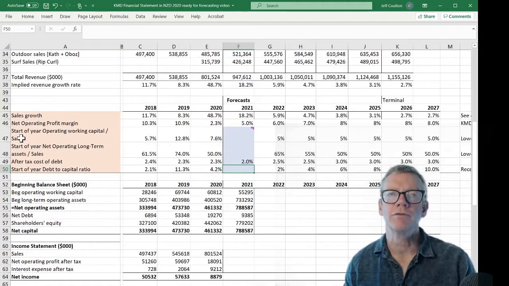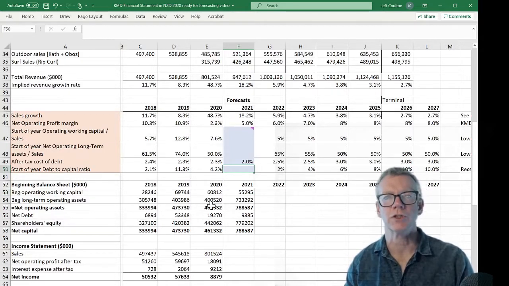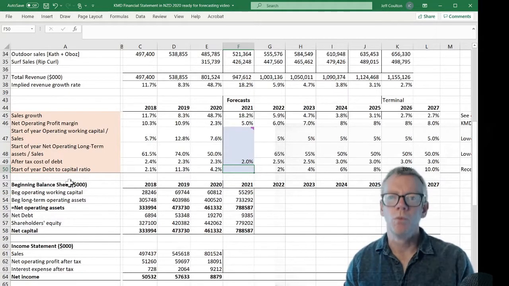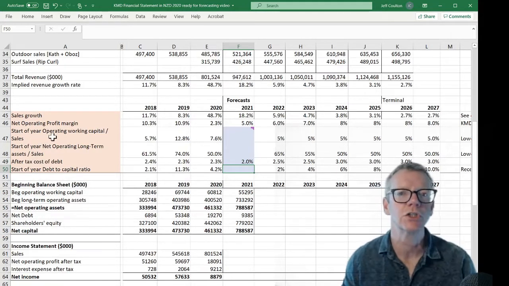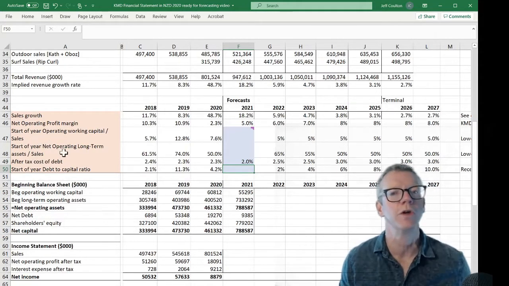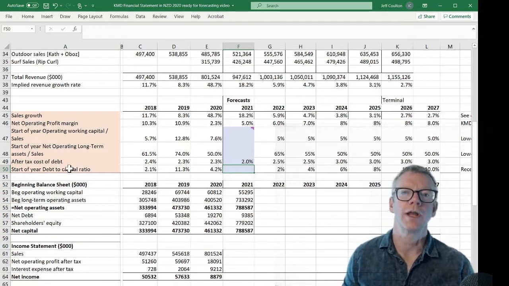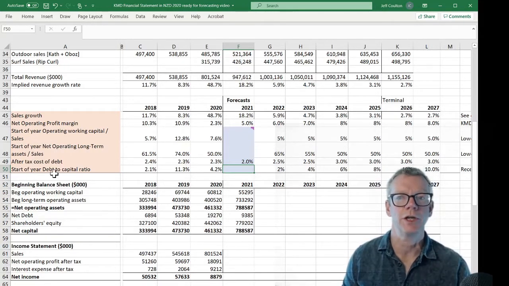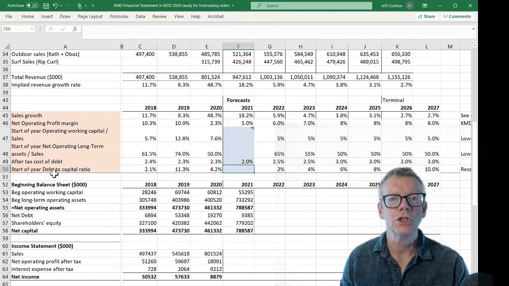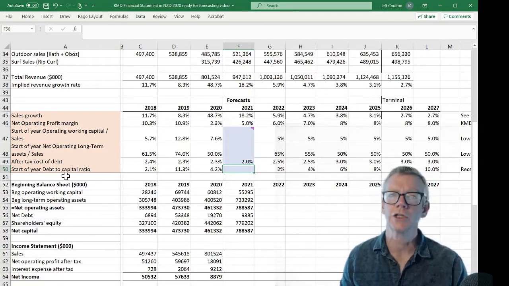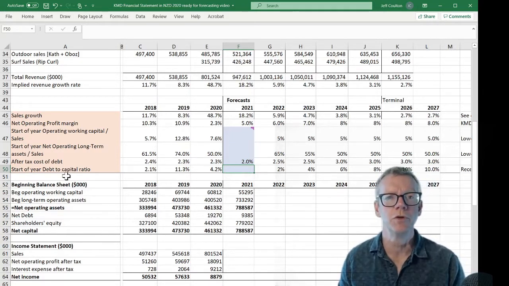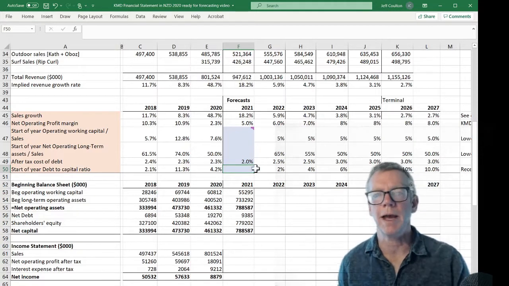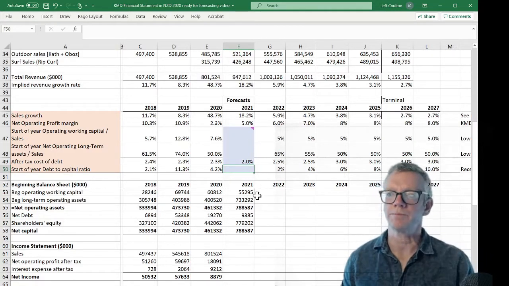So once we have our forecast for sales in 2021, we'll have our ratios for the start of year operating working capital and start of year net operating long-term assets. We've also got our start of year debt to capital ratio. So let's just generate our sales forecast and the remainder of the income statement first, then we can see how that impacts on these balance sheet amounts here.